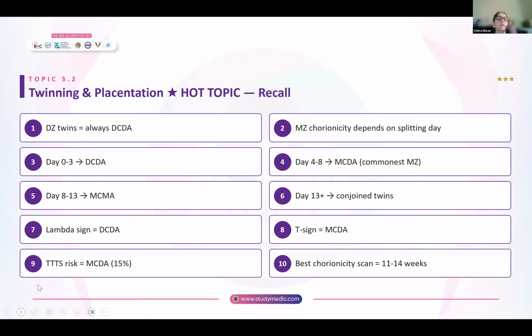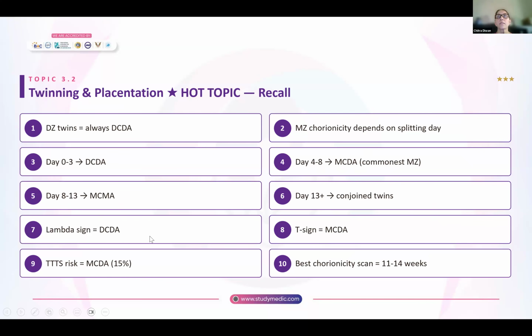So to summarize, dizygotic twins are always diamniotic, dichorionic. For monozygotic twins, chorionicity depends on the day of splitting. If it is between day 0 to 3, you get formation of DCDA twins. Day 4 to 8, you get monochorionic diamniotic, commonly called MCDA twins. These are the commonest type of monozygotic twins. Splitting occurring between day 8 to 13, you get monochorionic monoamniotic. If after day 13, you get conjoined twins.